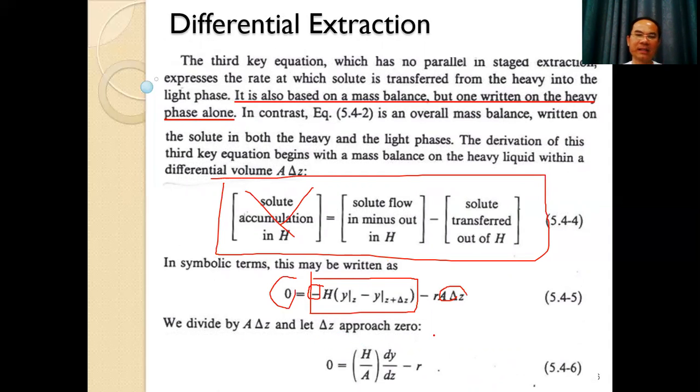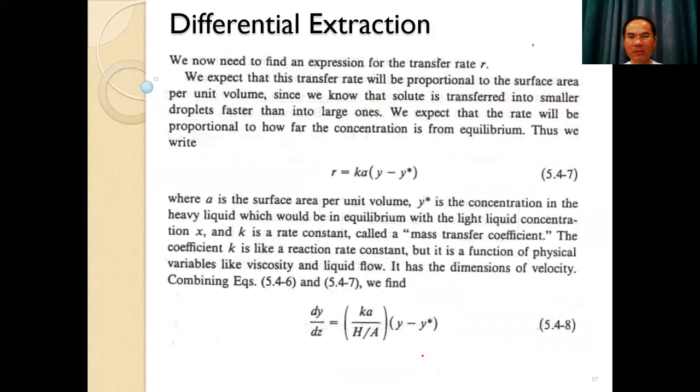For this case, we consider the definition of limit, and then you get 0 equal to S over A divided by this minus R. In this case, we have to know the equation of R. Most of the time, we talk about the rate of mass transfer between solute and solvent, solute from the heavy phase to the solvent of the light phase. We can express this in terms of the mass transfer coefficient: R equals Ka times y minus y star.